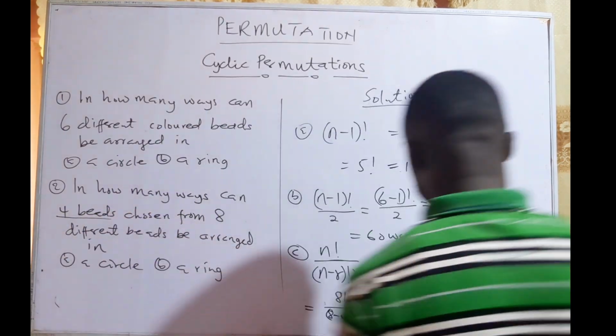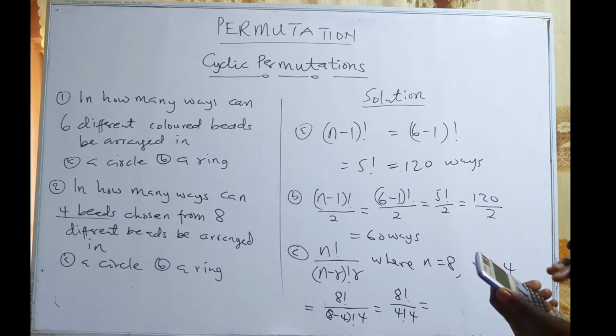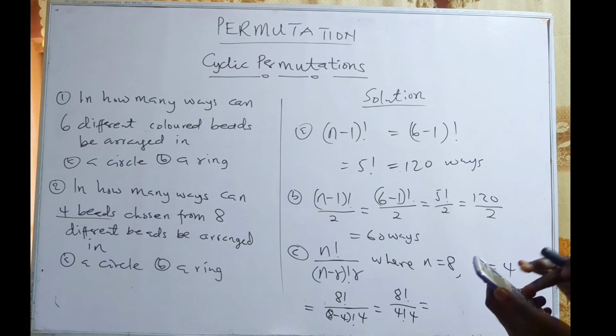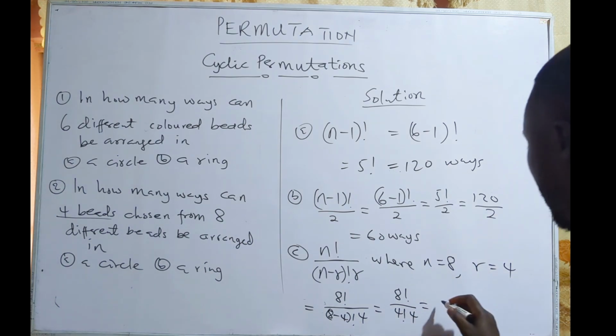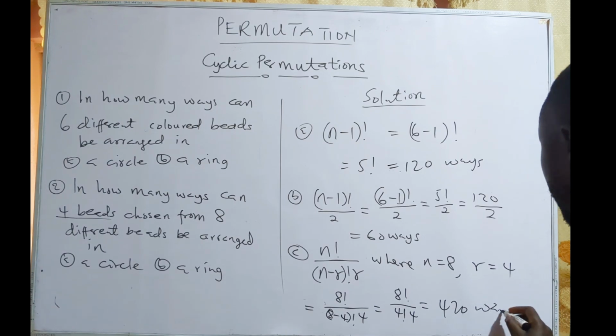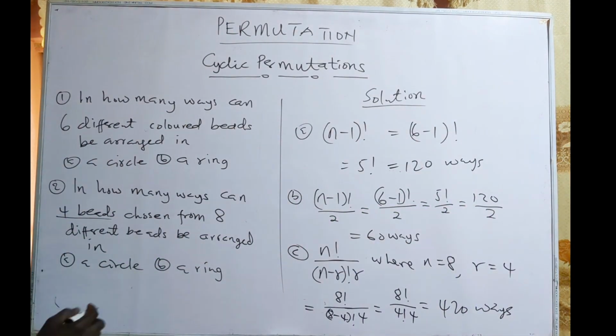And I have 8 factorial divided by 8 minus 4, which will give me 4 factorial multiplied by 4. So this is what I'm going to have. So 8 factorial divided by 4 factorial times 4 will give us 420 ways. 420 ways.